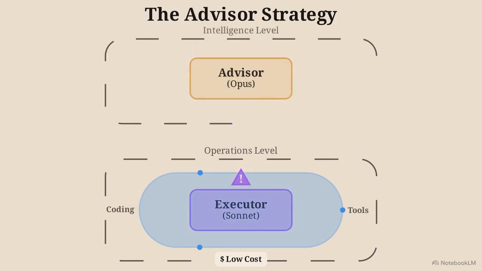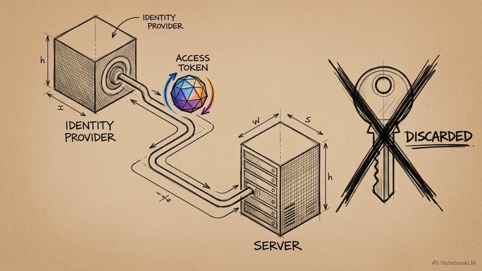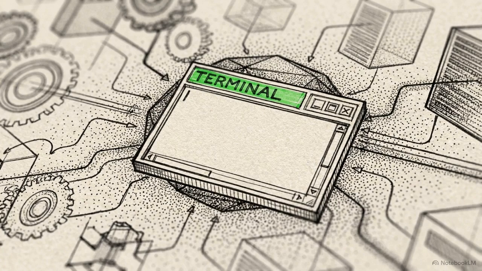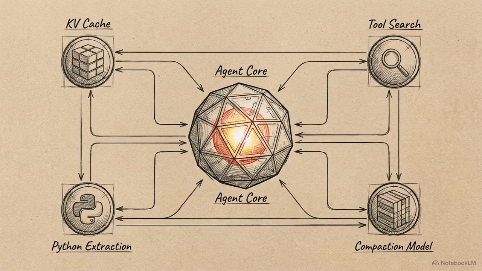When the executor hits an odd or high-impact edge case, an escalation protocol triggers an advisor call, routing the transcript up to a larger model like Opus. Opus reviews the issue and issues a specific directive back down to the executor to resolve it. To secure this architecture, Workload Identity Federation, or WIF, is implemented to eliminate the risks of static API keys, while the Anthropic CLI manages console operations. Dynamic routing between specialized models ensures you pay for Opus-level intelligence exactly when the task demands it, and never when it doesn't.